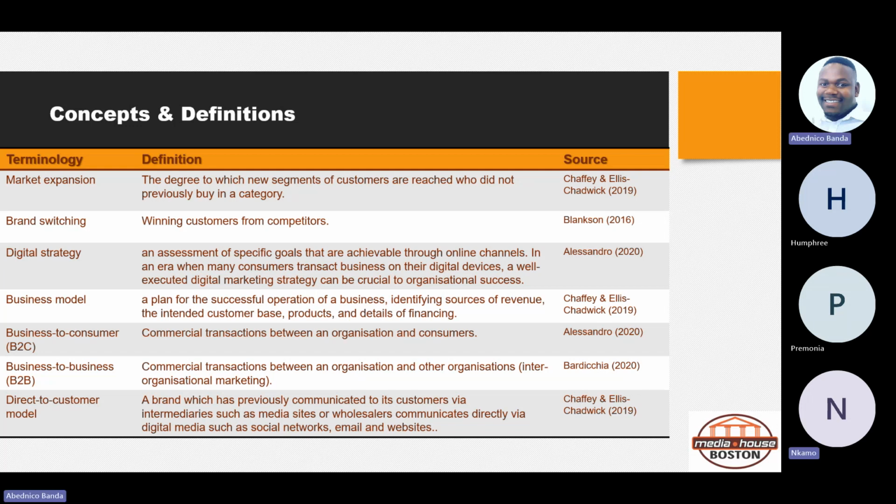Which ones are completely new, would you say? Nkamo? I would say the direct to customer model. Direct to customer. Okay. All right. Others. So are you all familiar with all the terms there? Kimoni and Humphrey? Yes, sir. Okay, that's wonderful.